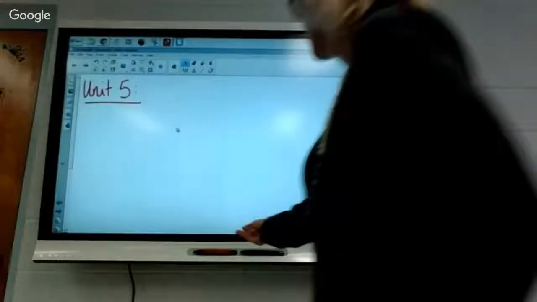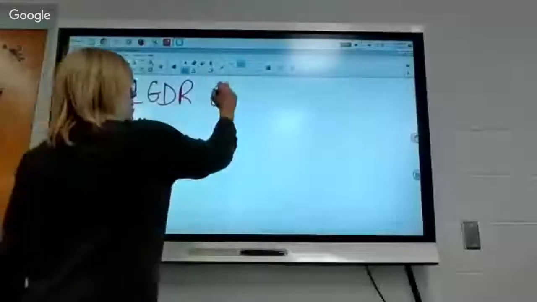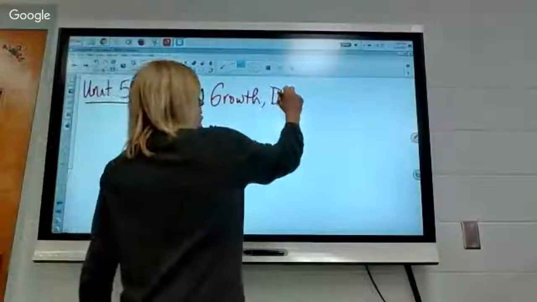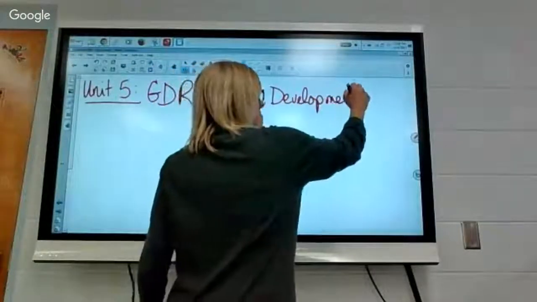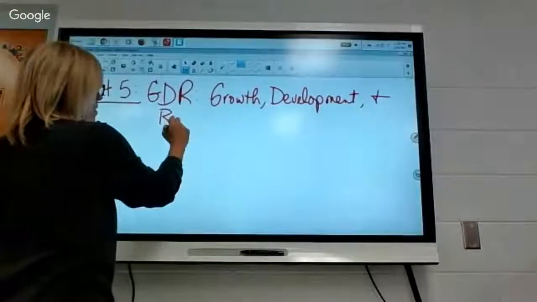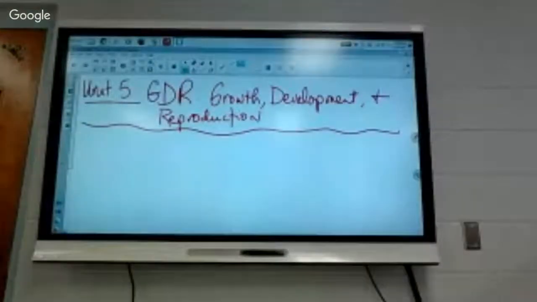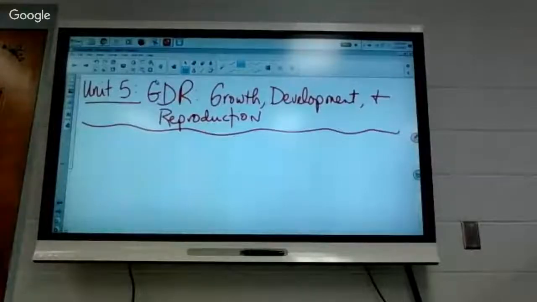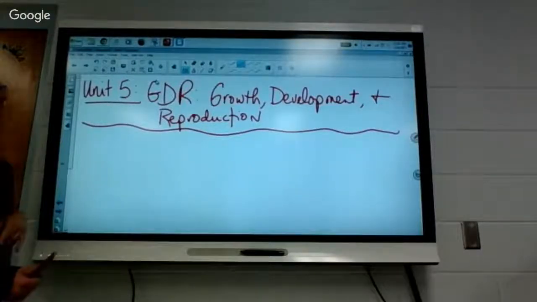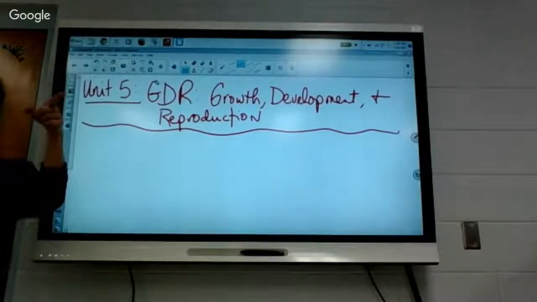It's called GDR: growth, development, and reproduction. So what we want to do is make a note in your notebook about where your first notes for this unit are, okay? Roberto, Elijah, y'all good? All right, turn where you can take some notes. You have a question?